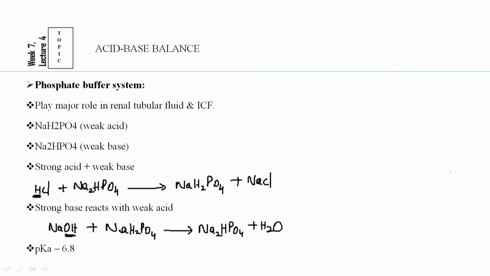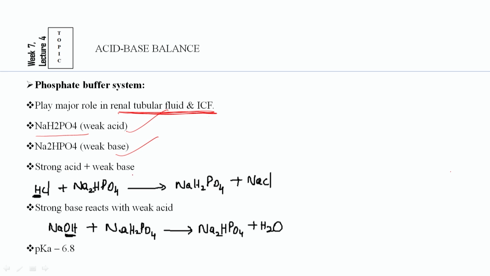Next is the phosphate buffer system. The phosphate buffer system plays a major role in the renal tubular fluid and the interstitial fluid. You need to remember which system plays a major role, right? Here also the weak acid and weak base components are there. The weak acid component is monosodium dihydrogen orthophosphate, that is a weak acid. The weak base is disodium hydrogen phosphate, that is a weak base.